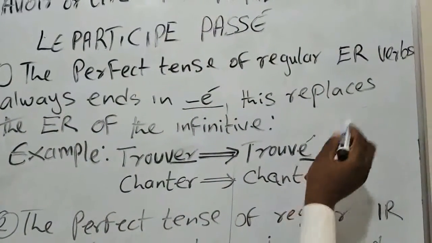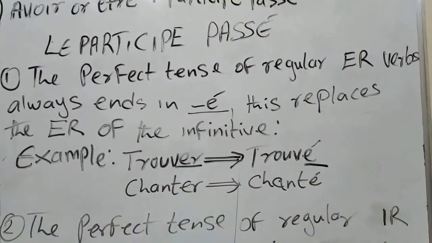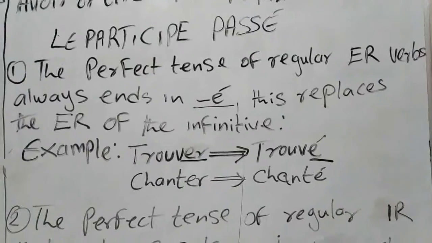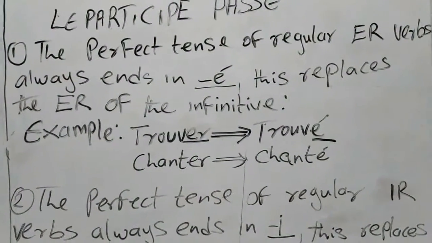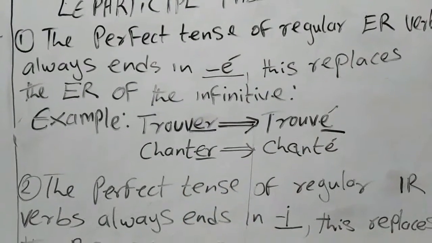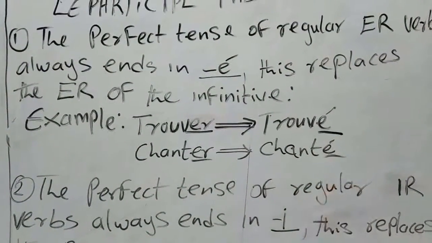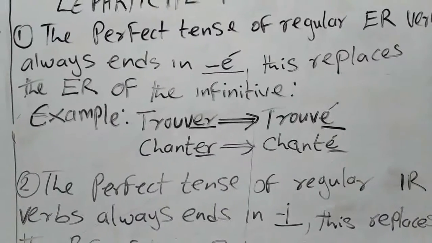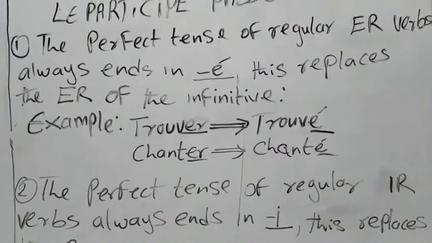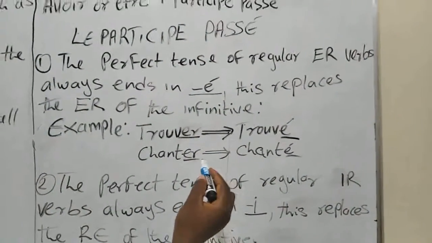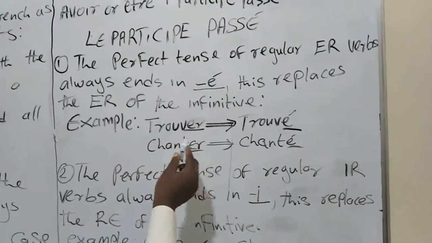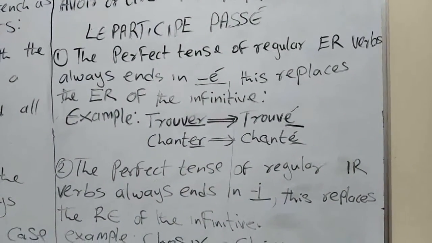So now the É accent aigu here replaces the ER, which is the infinitive ending of the verb trouver. We have another example, chanter, and then this is the infinitive, and then this is the participe passé. Now, don't forget, when you are talking about this passé composé, you have already conjugated either avoir or être before you have this verb next to it.